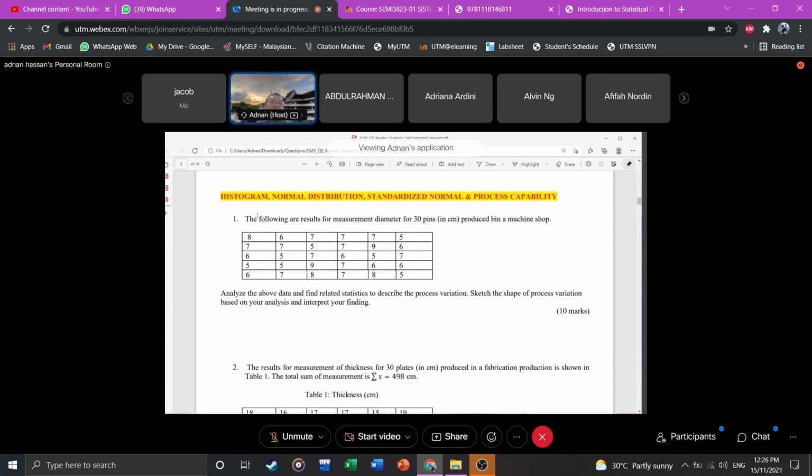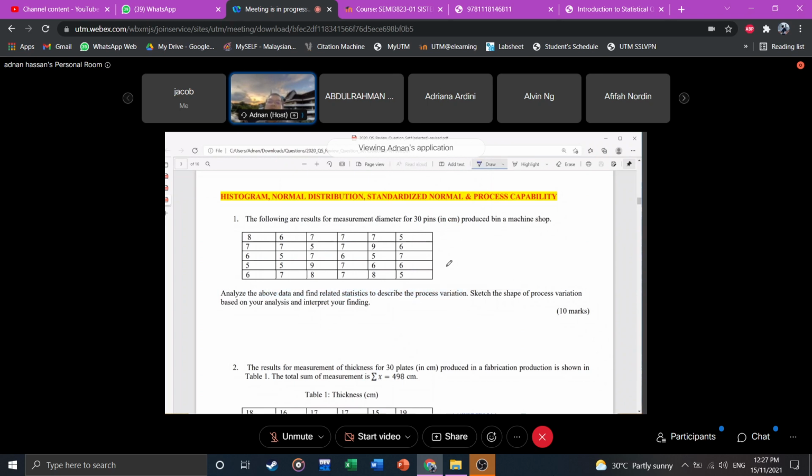The question is not about height and weight, but about 30 pins produced, 30 pins in centimeters produced in a machine shop. So you get this data. The question asks, analyze the above data and find related statistics to describe the process variation.